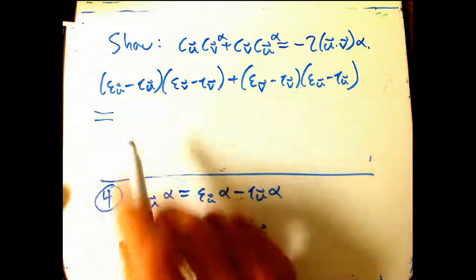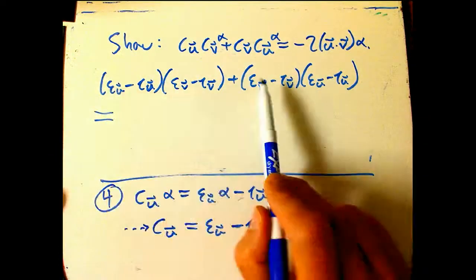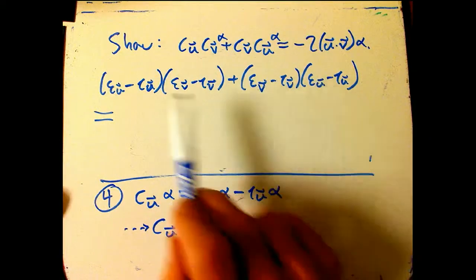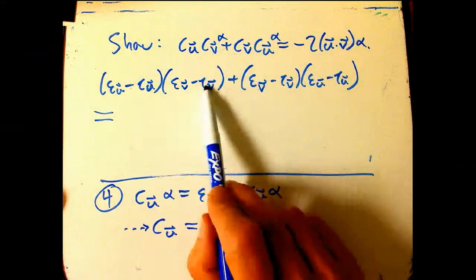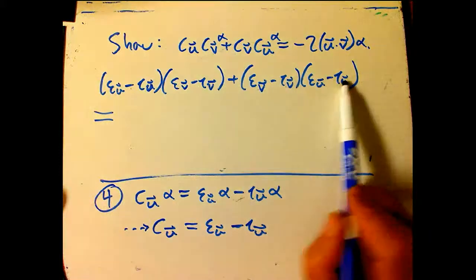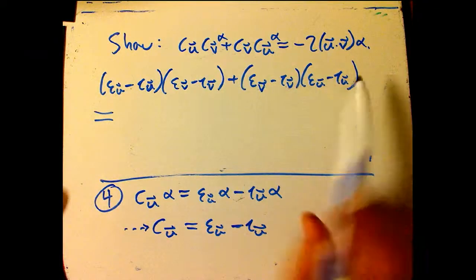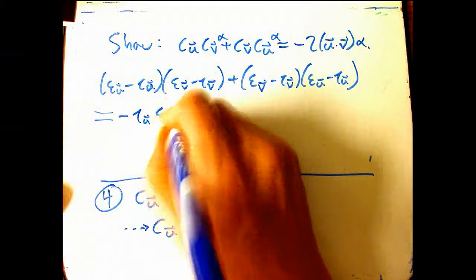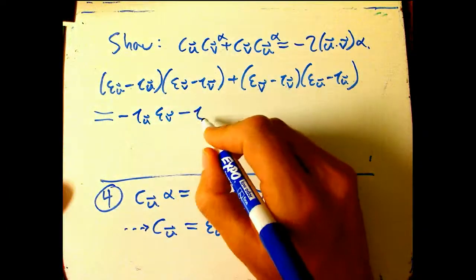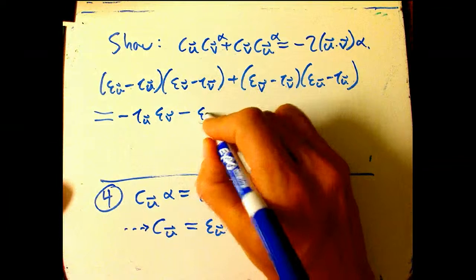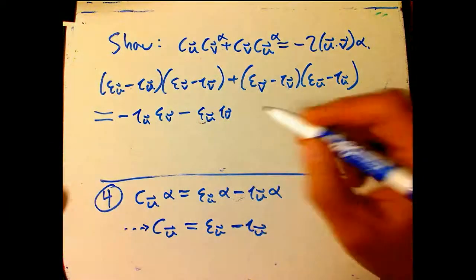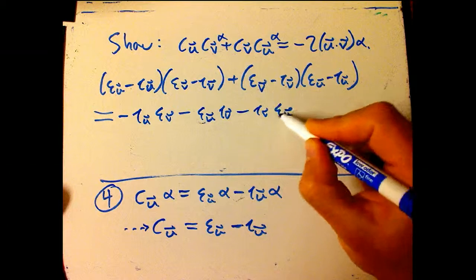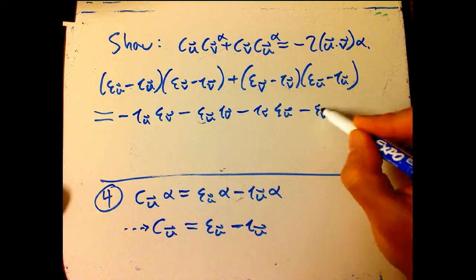Okay, now what's going to happen? Epsilon U epsilon V plus epsilon V epsilon U, those do anti-commute, so that's going to die. And then this is going to be a plus IU IV plus another IV IU. Those also anti-commute, and those die. Okay, so the only things that don't die are minus IU epsilon V, minus epsilon U IV, and then another minus IV epsilon U, and minus epsilon V IU.